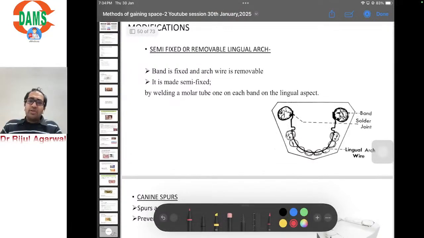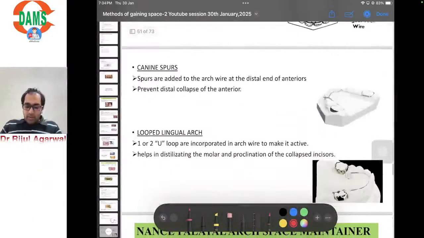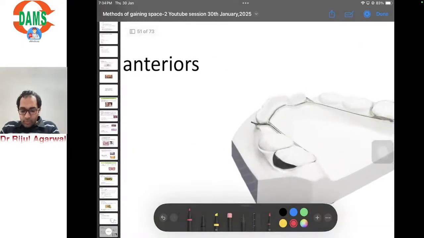What are the modifications? It can be a semi-fixed or removable type of lingual arch. The band is fixed and the arch wire is removable. It can be semi-fixed by welding into the molar tube on one or each band of the lingual aspect. Another modification is the presence of canine spurs on the lingual arch at the distal end of the canines, which prevents the distal collapse of the anterior teeth. So this is the canine spur. It will prevent the distal migration of the anterior teeth.